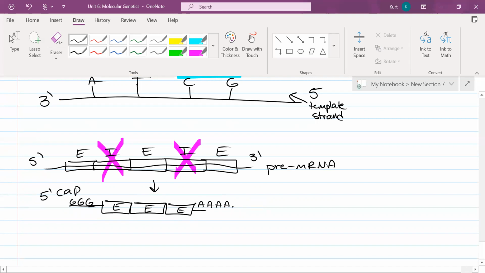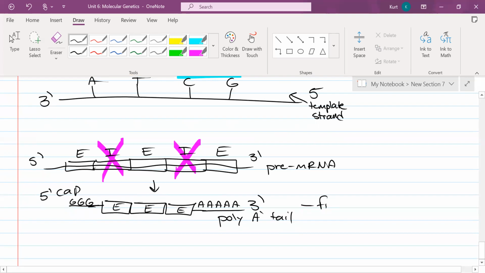We put a bunch of adenines. This is known as the poly A tail. So this is a 5 prime cap. Over here is a poly A tail. The 5 prime cap and the poly A tail help the mRNA survive in the cytoplasm. Eventually, RNA can be degraded in the cytoplasm. These 2 components help to protect it.